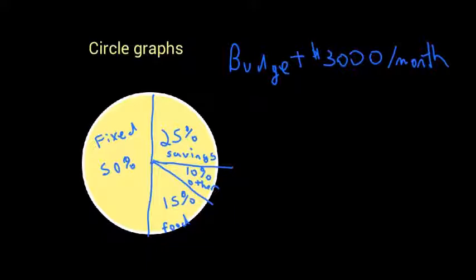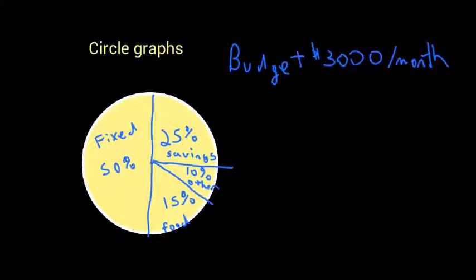Alright, let's talk about circle graphs today. So I got a circle graph there, and it represents a budget for a month. So 50% of the budget is spent on fixed expenses, 25% is saved, 10% on other, and 15% on food. So if the budget is $3,000 a month, how much do we spend on each?